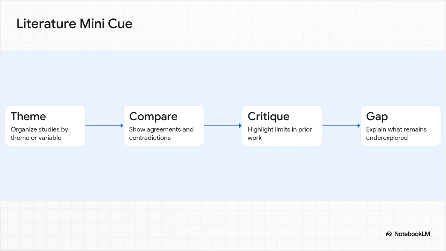By moving from comparison to critique, your research gap reveals itself organically, seamlessly linking right back to your own study. It shifts your writing from just describing what others did to critically analyzing exactly why your new research is desperately needed. It's a total game changer.